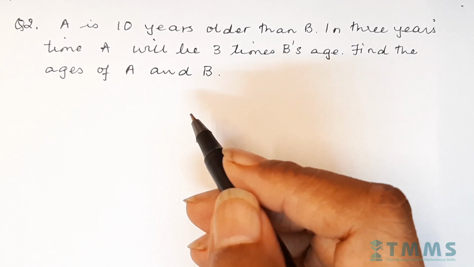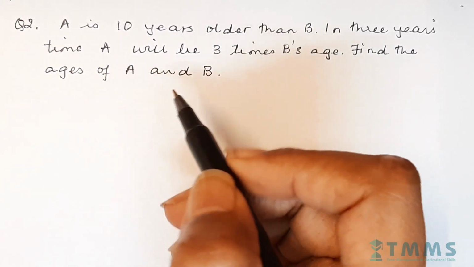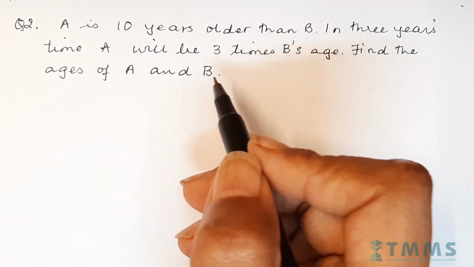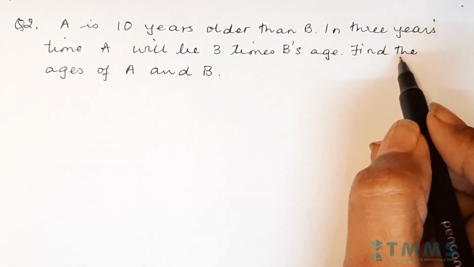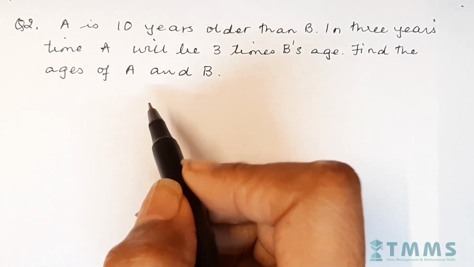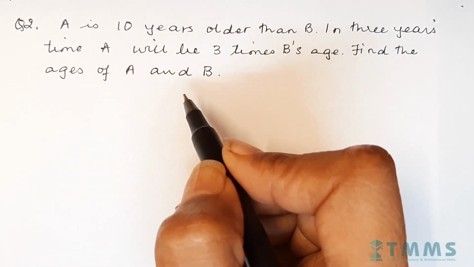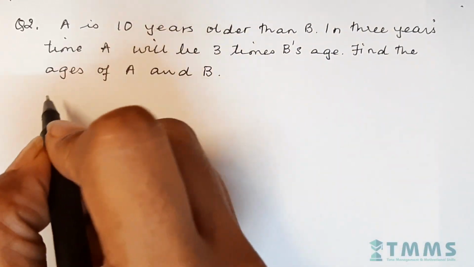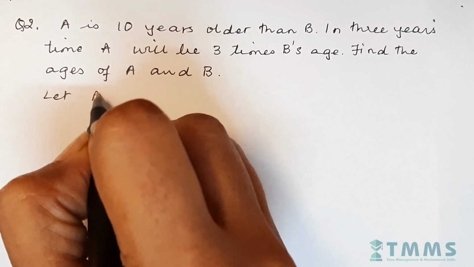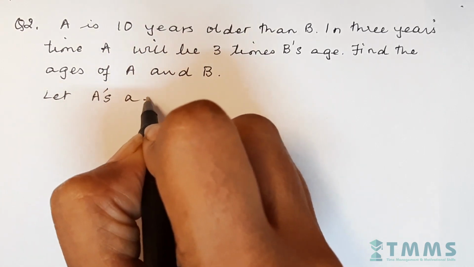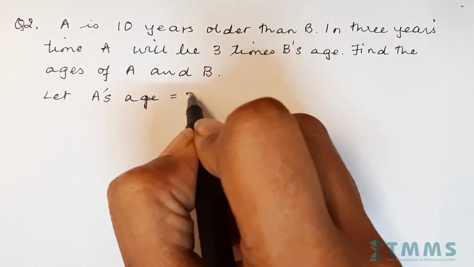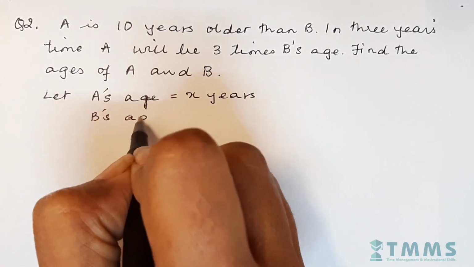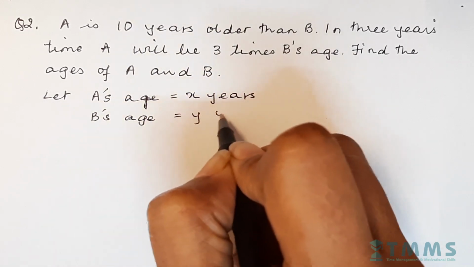Now, sometimes the children get confused between which one should be x and which one should be y, because you have to use two variables. So always look at the question: find the ages of A and B. So A we will call x years old and B will be y years old. Now let us therefore write: let A's age equal x years and B's age, let it be y years.